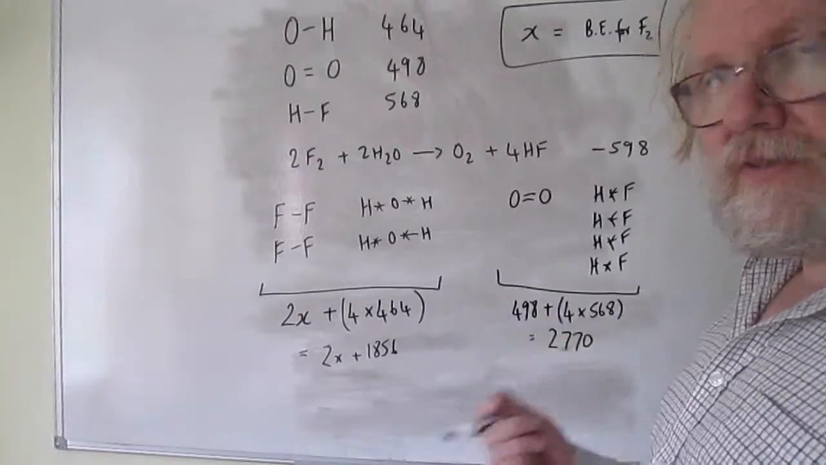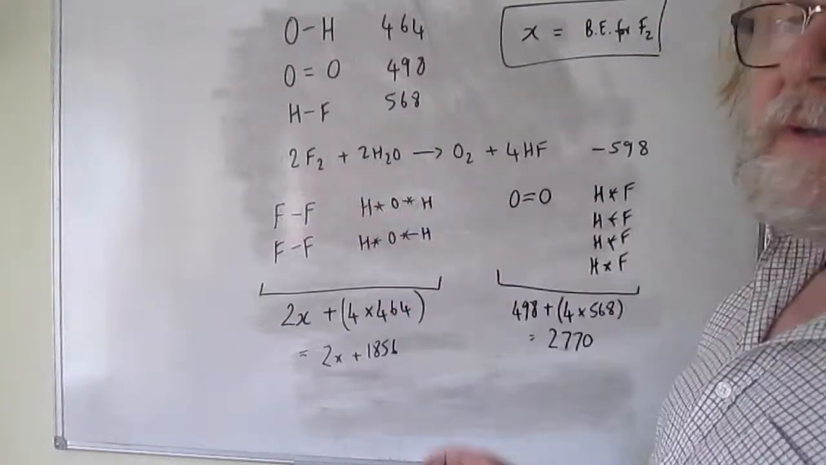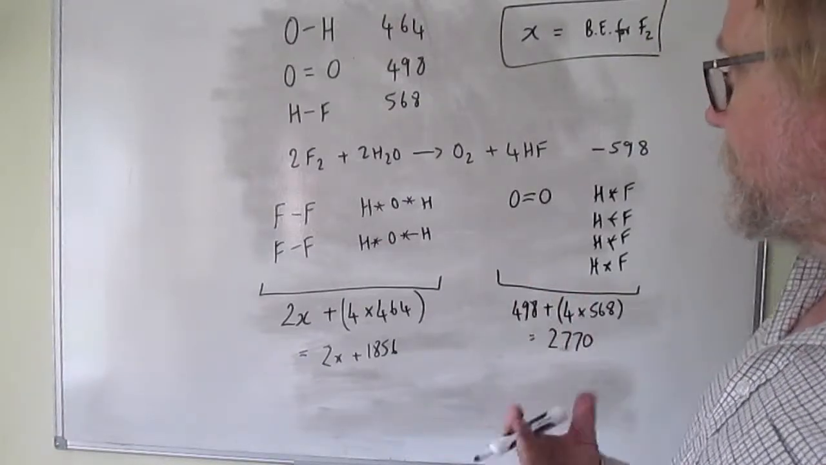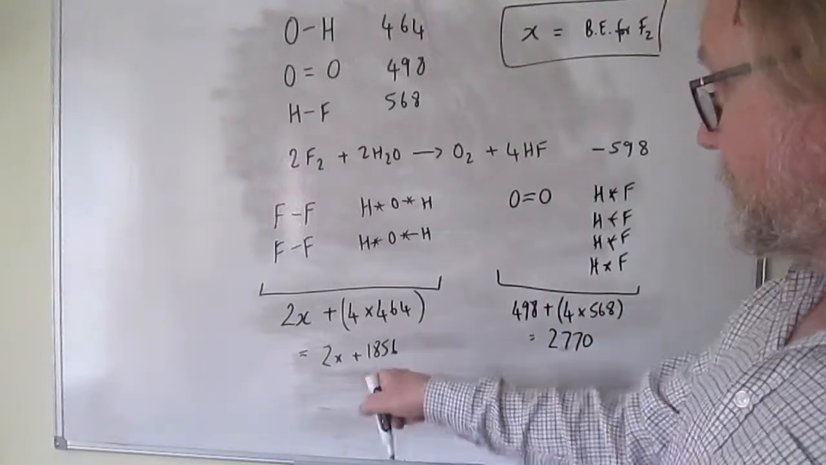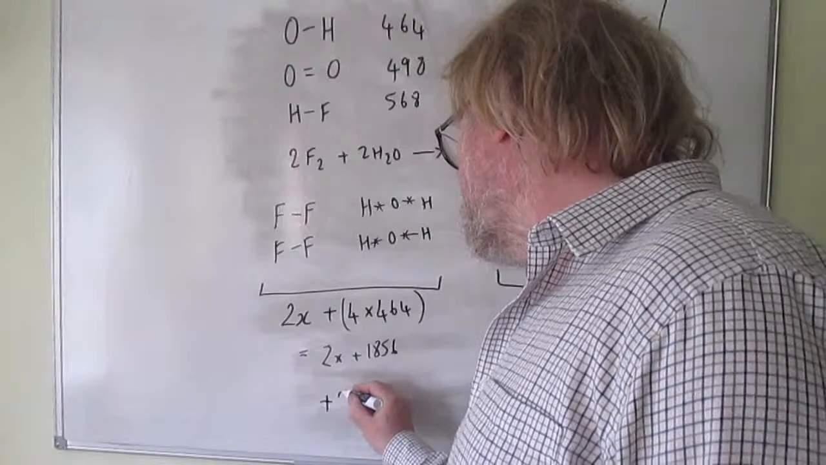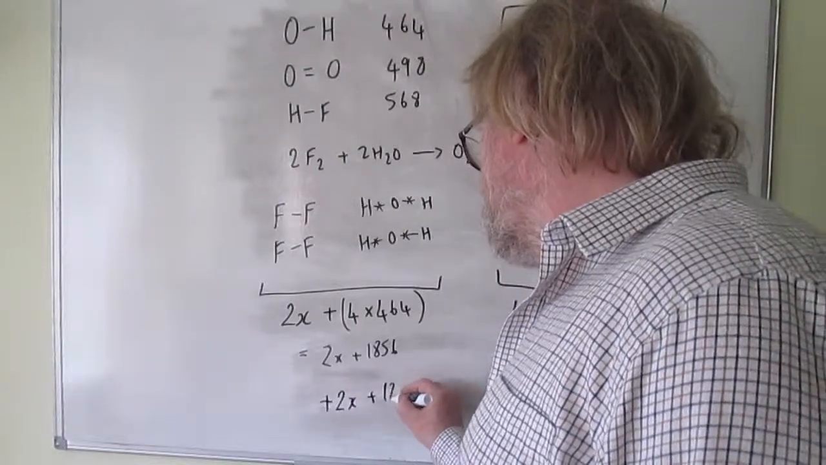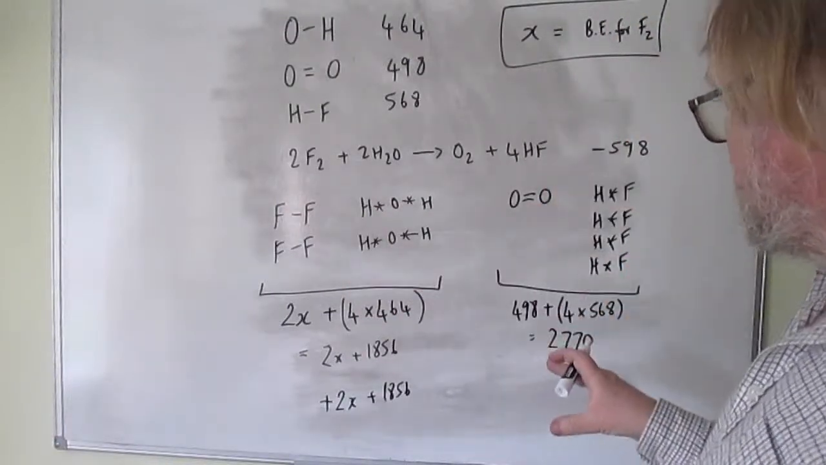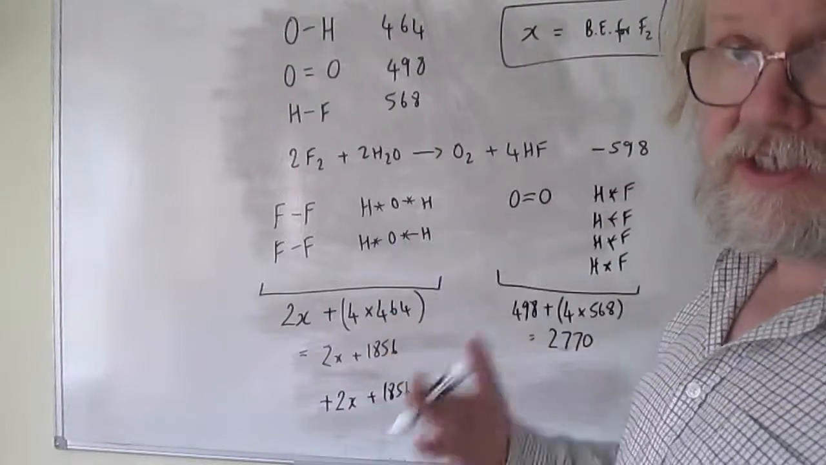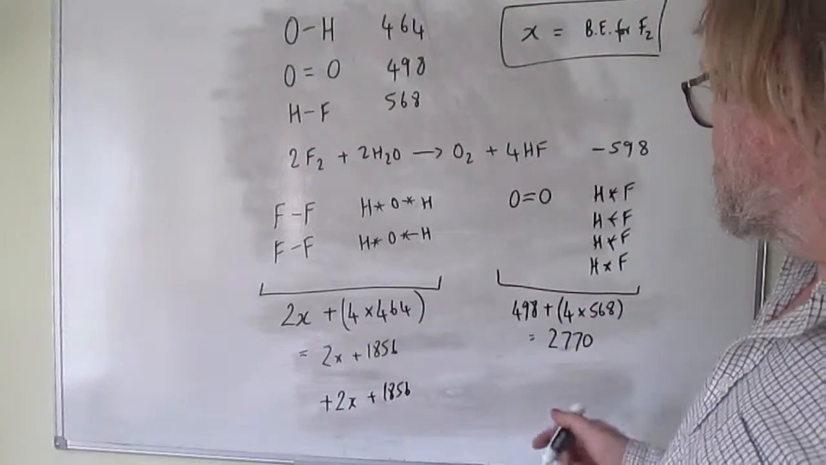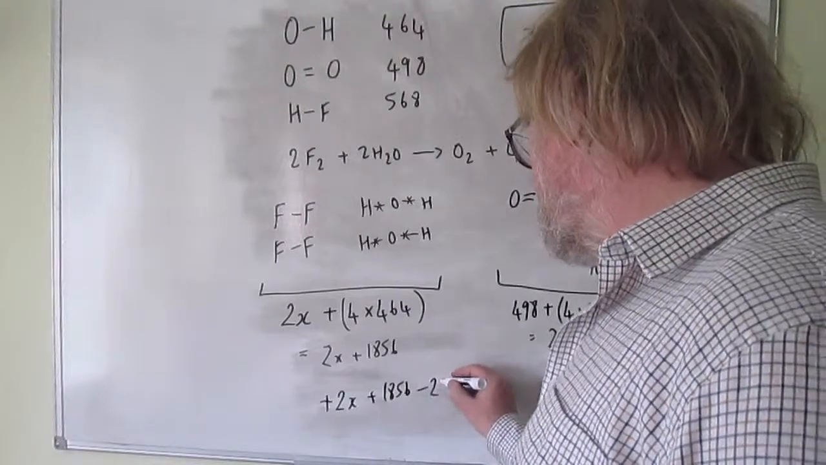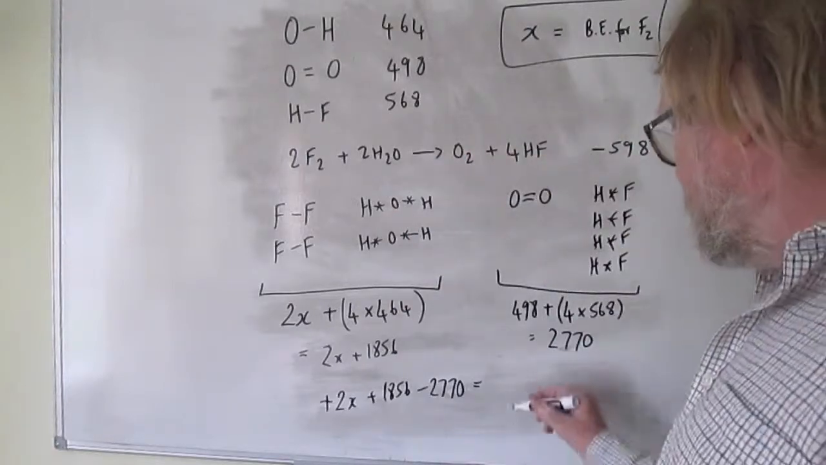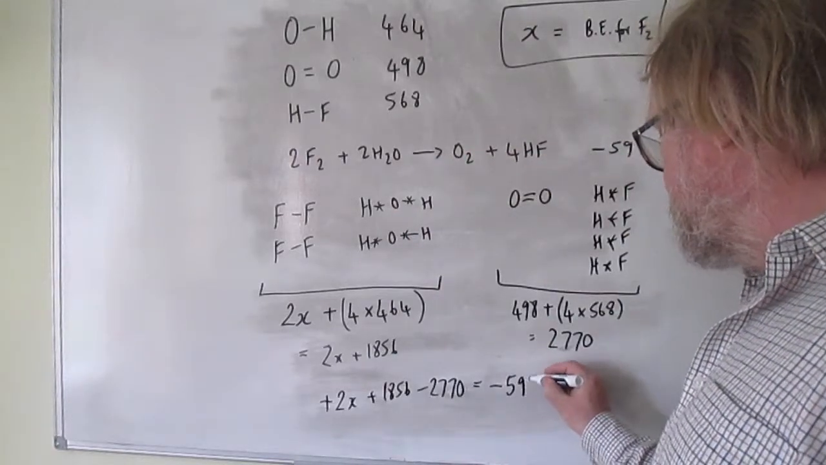And now we've got to combine those. So the crucial thing is that you remember that these bonds are being broken, and that being broken is endothermic. You have to put energy in to break bonds, and endothermic is positive, so it's plus that number. So we get plus 2x plus 1856 is the contribution from these bonds. These bonds are being made, and when you make bonds you give out energy, so that's a negative exothermic contribution. So minus 2770 equals the overall enthalpy change, and we know what that is because it told us in the question that that's equal to minus 598.